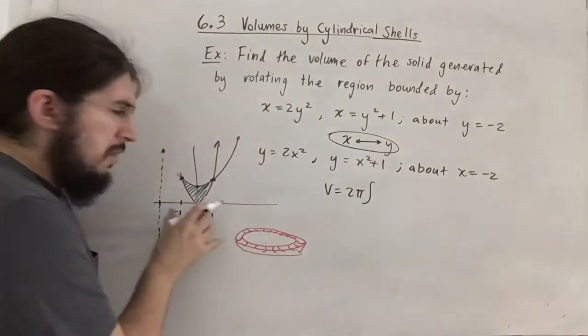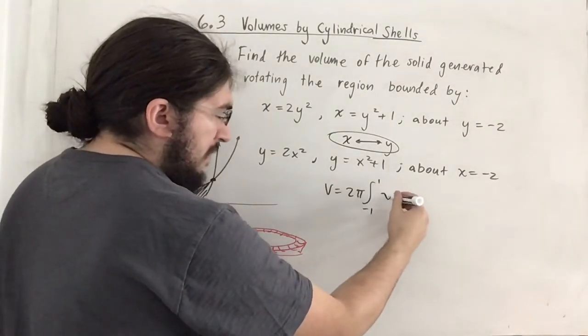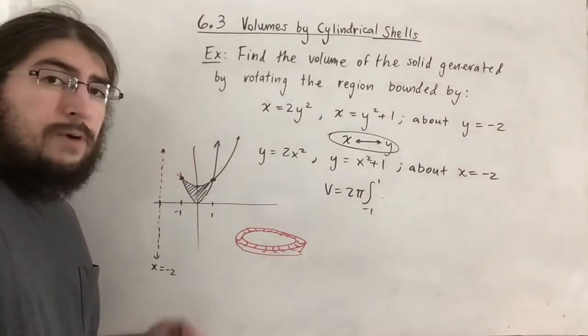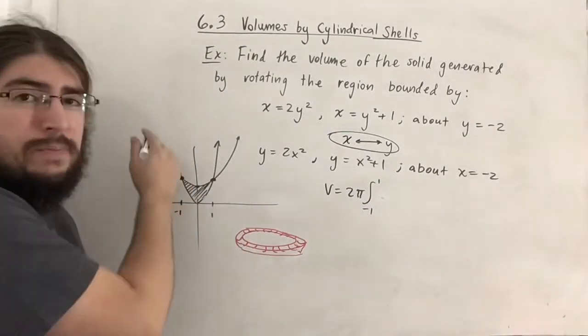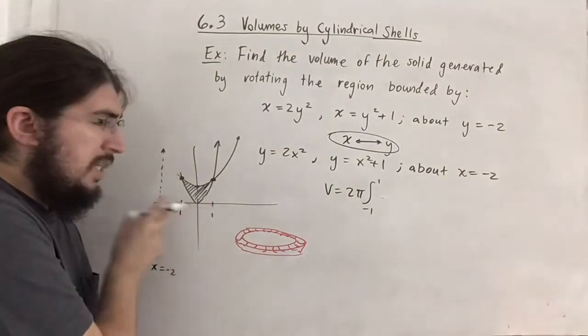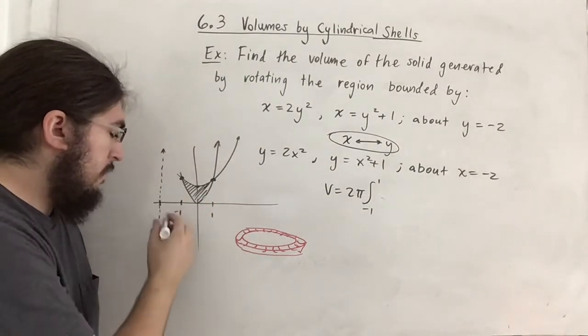In fact, the bounds are clearly -1 to 1, so that part I don't think is an issue at all. We have x, well, not quite x. X is what we usually expect to be the radius, but the radius is different here because instead of rotating about the y-axis like usual, we're rotating about this shifted vertical line. So our radius is actually different.